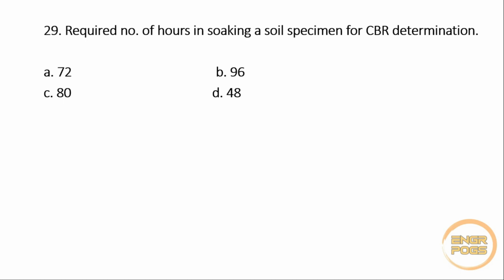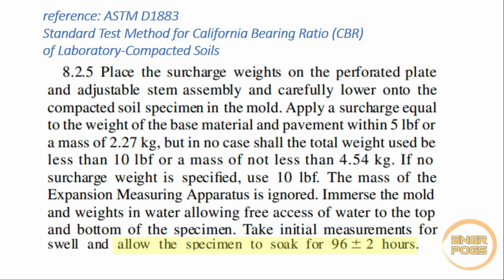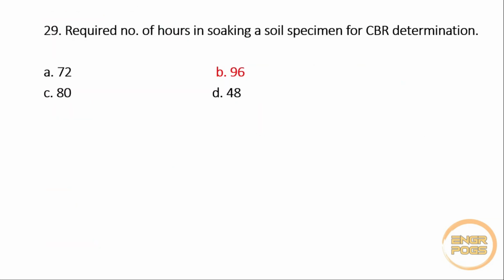Number 29. The required number of hours in soaking a soil specimen for C.B.R determination is based on ASTM D1883 or standard test method for California bearing ratio of laboratory compacted soils, you need to allow the specimen to soak for 96 plus negative 2 hours. Since the choices only have 96 hours, therefore the answer is letter B, 96.